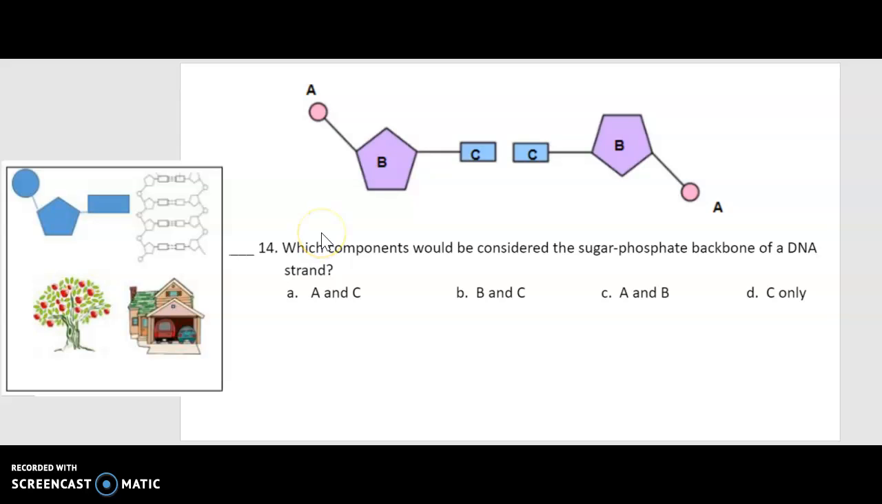Question 14. Which components would be considered the sugar-phosphate backbone of a DNA strand? Okay, so you have your picture here of two nucleotides together. Remember, all three of these parts create a nucleotide. Well, one of your cheat sheet images is in fact a nucleotide, this right here.